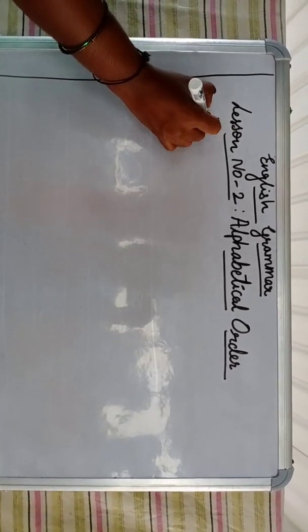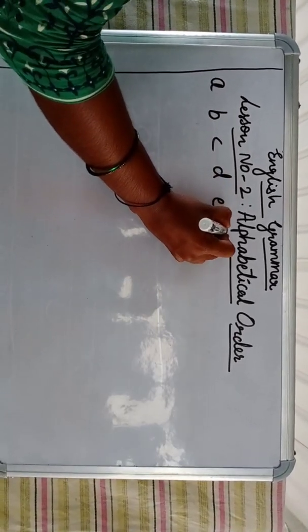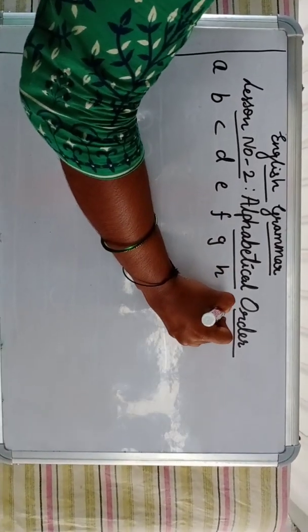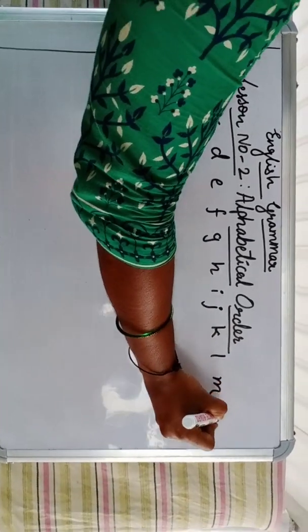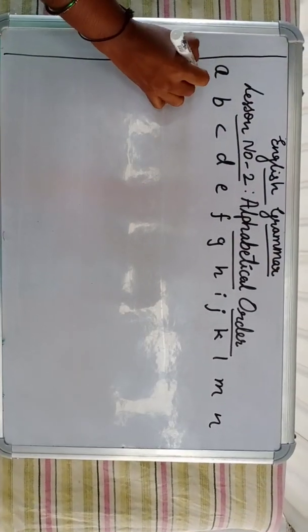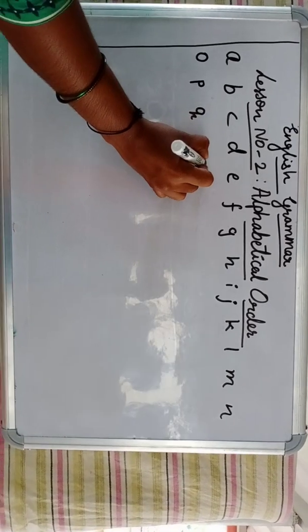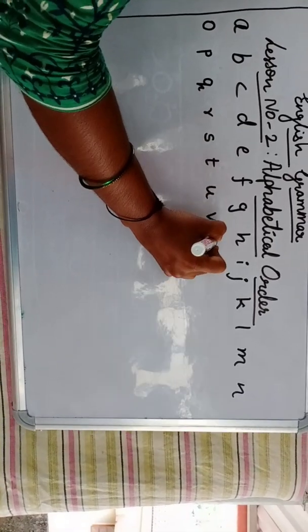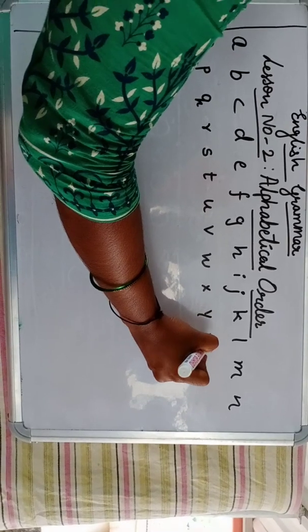Just see this. A, B, C, D, E, F, G, H, I, J, K, L, M, N, O, P, Q, R, S, T, U, V, W, X, Y, and Z.